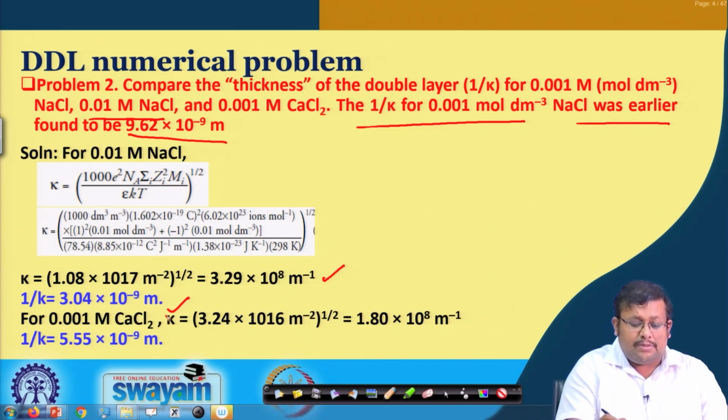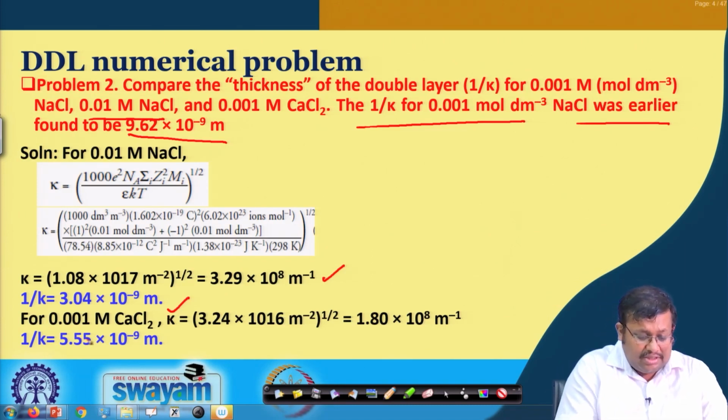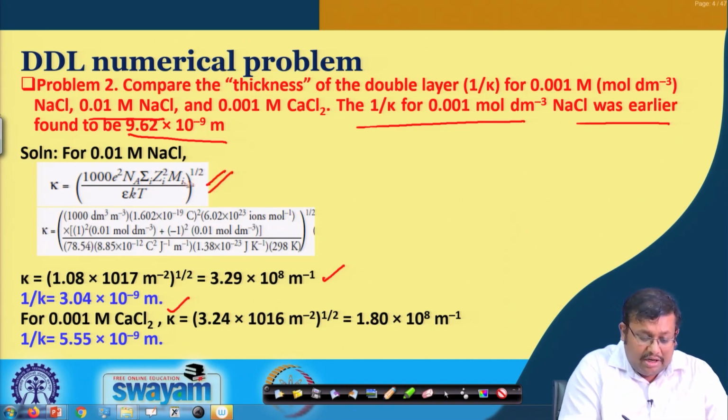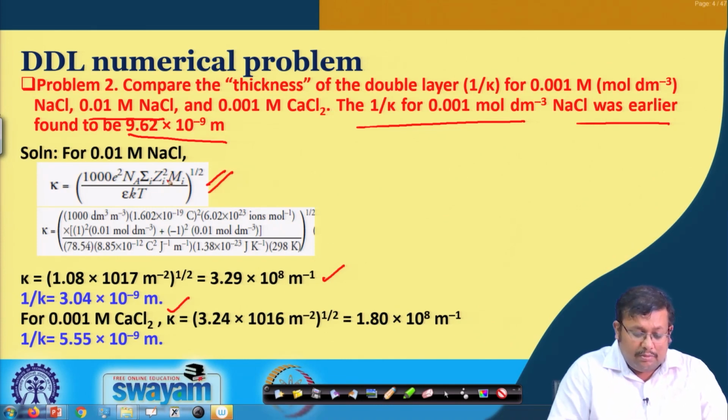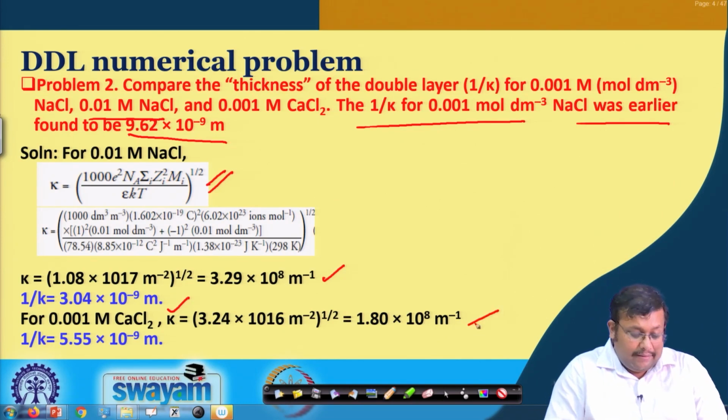Here the only difference is basically the z, and if we put in 0.001 molar for CaCl2, it will be just equal to that, but when we use this formula and incorporate all the values, only the z value will change. So basically we will get a value of 1.80 into 10 to the power 8 per meter. So taking the reciprocal, we will get 5.55 into 10 to the power minus 9 meter.